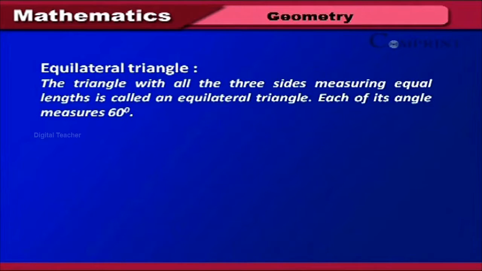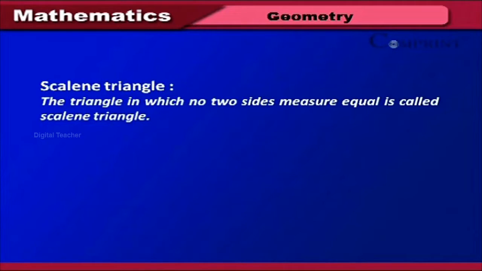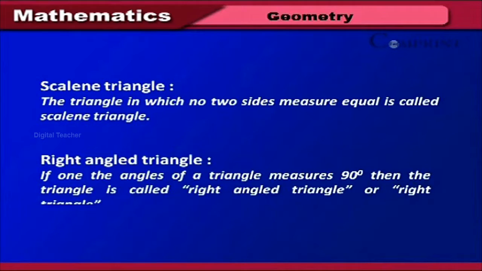Equilateral triangle. The triangle with all the three sides measuring equal lengths is called an equilateral triangle. Each of its angles measures 60 degrees. Isosceles triangle. A triangle with two sides of equal measurement is called an isosceles triangle. In an isosceles triangle, the measures of angles opposite to equal sides are equal. Scalene triangle. The triangle in which no two sides measure equal is called a scalene triangle.